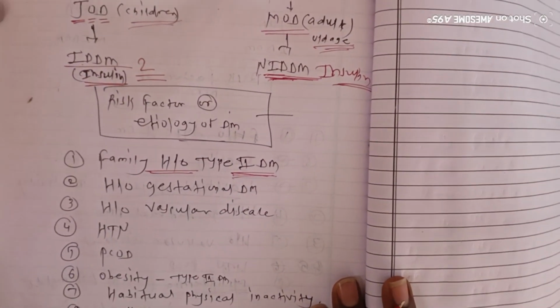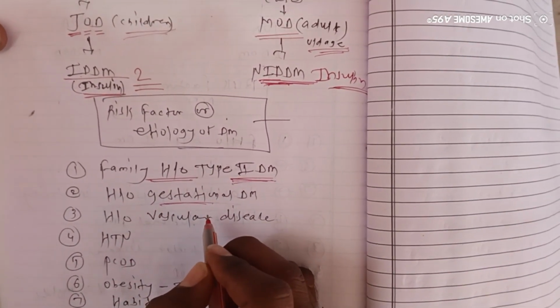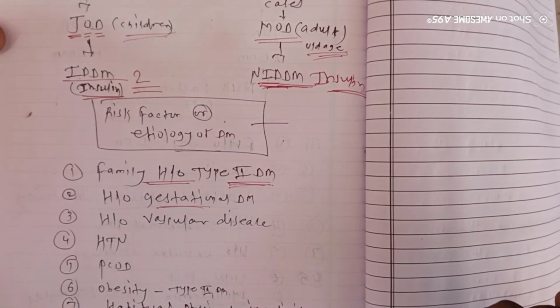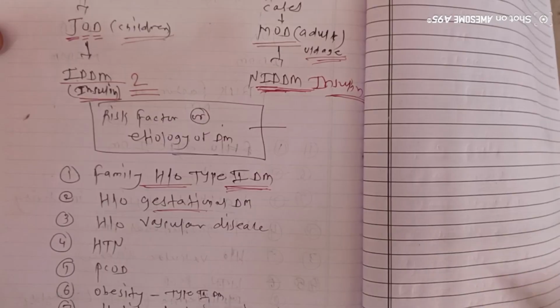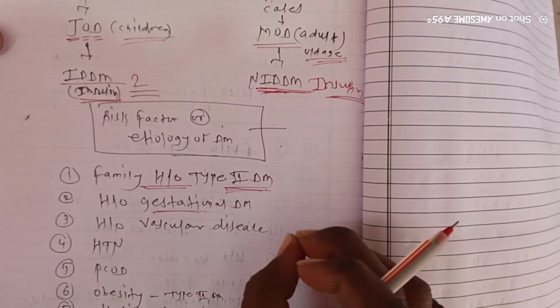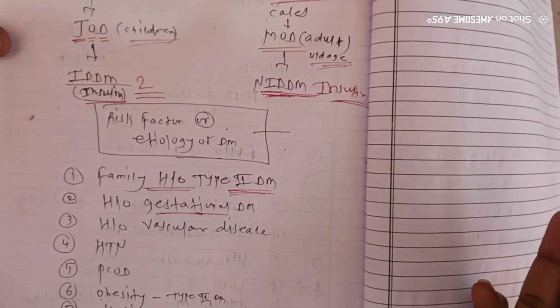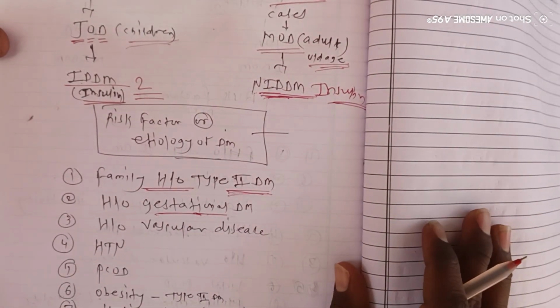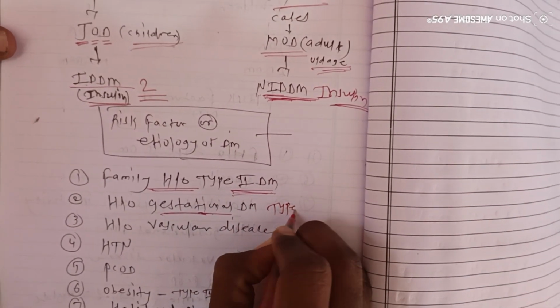The second risk factor is a history of gestational diabetes mellitus. If a female is pregnant and during pregnancy she is diagnosed with diabetes mellitus or increased blood glucose level, after delivery she may become normal, that is euglycemic, because her sugar level comes into the normal range. But after some time or in old age, she might have type 2 diabetes mellitus.